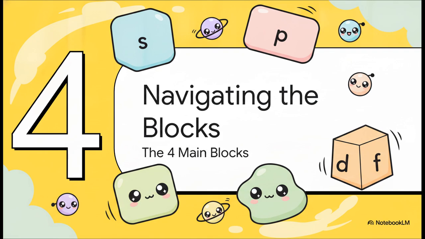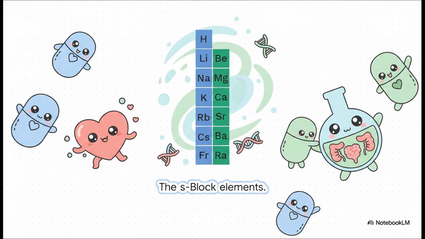Section 4. Navigating the blocks. The four main blocks. All right, let's dive into the different neighborhoods, starting with the S block on the far left. This is home to the alkali and alkaline earth metals. And here's a pretty amazing real-world fact for you. These elements are largely found right inside of you, regulating your body's biological fluids.